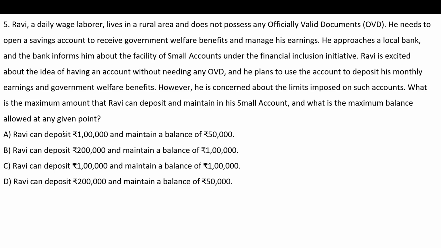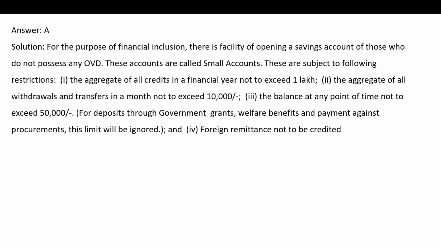So, the maximum amount that can be credited, and the balance that is allowed to be kept. He can deposit up to 1 lakh and maintain a balance of 50,000. So, option A is the correct answer for this question. Ravi can deposit 1 lakh and maintain a balance of 50,000.